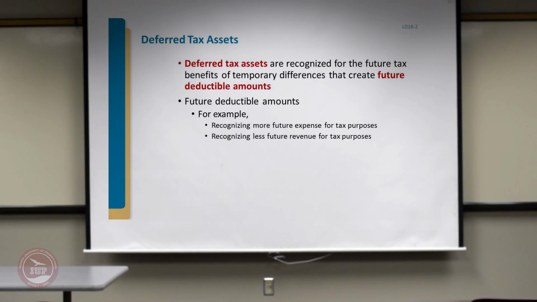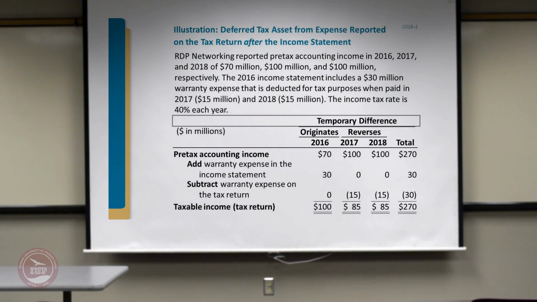As far as deferred tax assets are concerned, they are recognized for the future tax benefits of temporary differences that create future deductible amounts, or basically that reduce the future taxable amount. For example, if you recognize more future expenses for tax purposes or less future revenue for tax purposes, in that case your deferred tax asset will be created. Let's take an example for deferred tax asset. You have got RDP Networking.